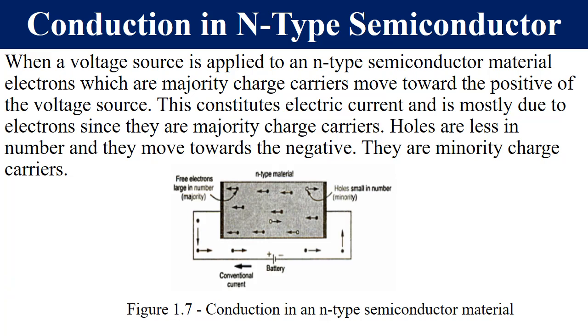which are the solid dots. So when we apply a voltage source, unlike charges attract: electrons are going to be attracted towards the positive terminal, while holes, which are minority charge carriers, are going to be attracted towards the negative terminal of the applied voltage. But we know that conventional current flows from positive to negative. Hence, we are saying in N-type semiconductor, we now have free electrons large in number because of doping.